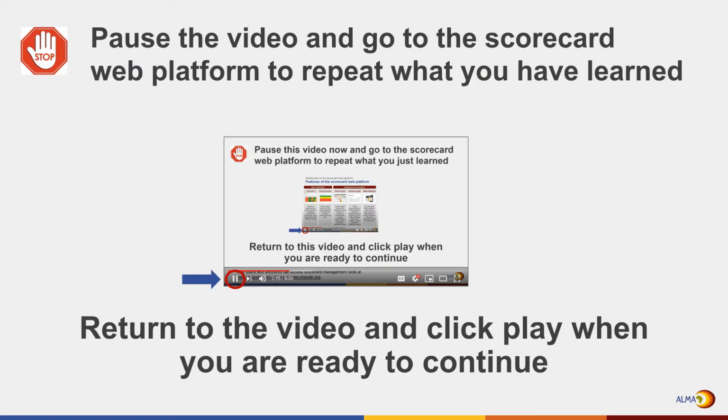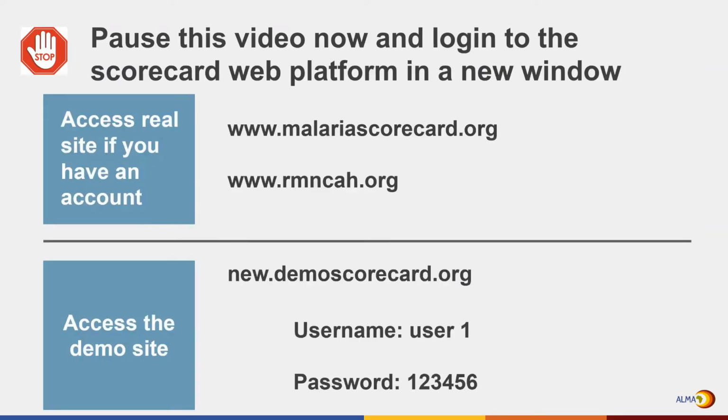Every time you see this screen, pause the video and go to the Scorecard web platform to repeat what you have just learned. Then return to the video and click play when you are ready to continue. If you haven't done so already, pause this video now and log into the Scorecard web platform from a new window. Once you are done logging in, return to this video and click play again.